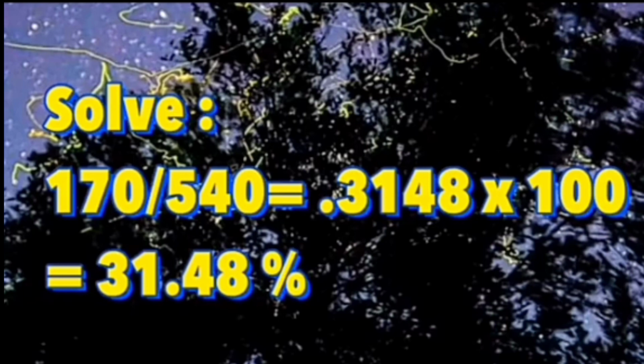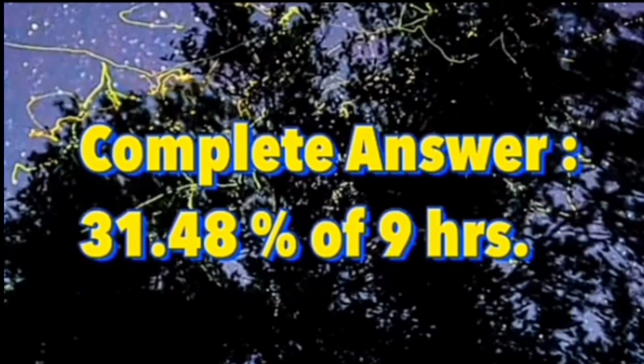Then let's go back to the question of the problem. What is asked? What percent of 9 hours is the 2 hours and 50 minutes? 170 divided by 540 minutes. So the result is 0.3148. Then multiply by 100, or we are going to move the decimal 2 places to the right, so it becomes now 31.48%. So our complete answer now is 31.48.